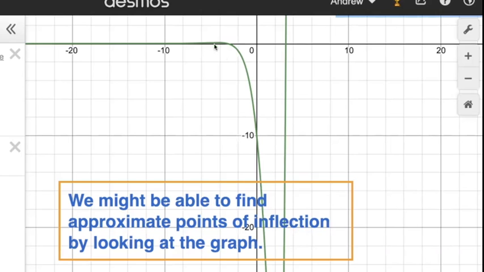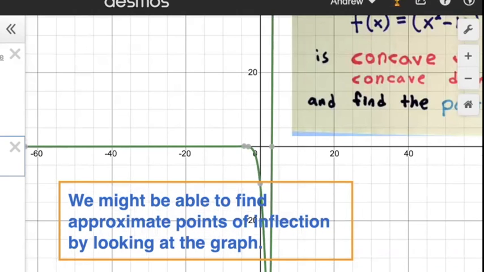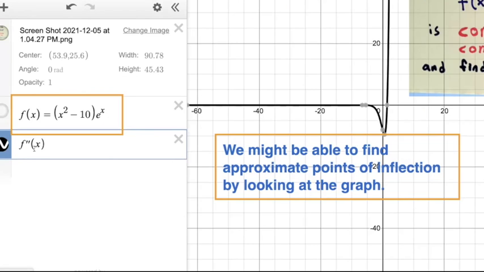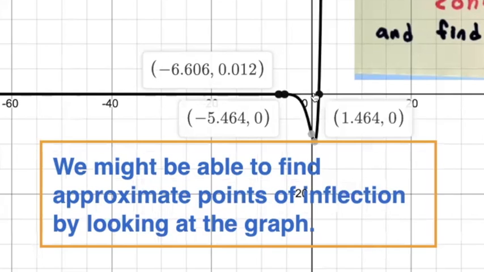So let's see, where does this go from being concave up to concave down? It is kind of hard to tell, and I can see a definite place where it's concave up through here. Let me instead do a graph of f double prime of x. If I do a graph of f double prime of x, I can see that f double prime of x crosses in two places.